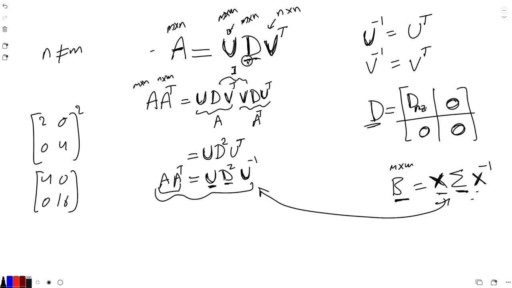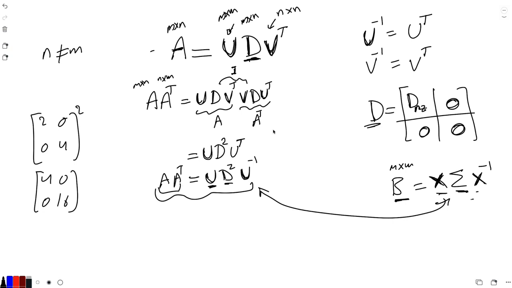But what we have here is only D. The diagonal of D is called the singular values, and the singular values are nothing but the square root of the eigenvalues of A times A transpose, because there is no eigenvalue for a non-square matrix, but we have singular values in this case.